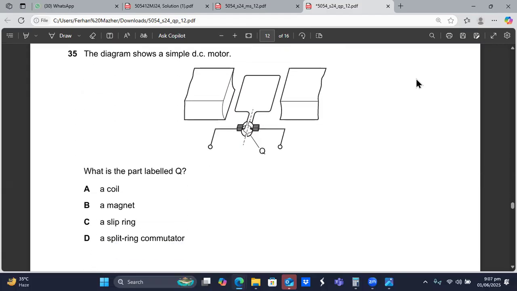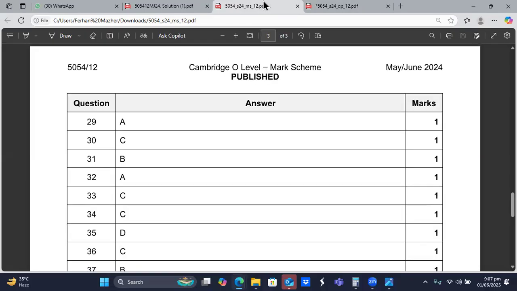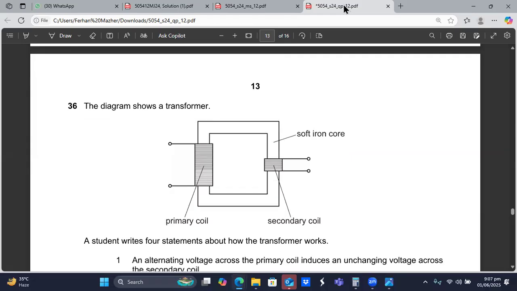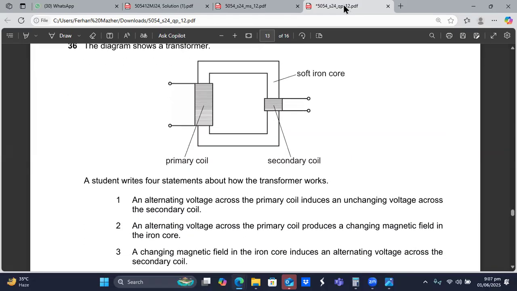Question number 35. The diagram shows a simple DC motor. What is the part labeled Q? In the motor, this part is called the split ring commutator. I think D is the option, sir. Question number 35, D is the right option. Okay, so it's a very famous, straightforward question. There is no difficulty in this.